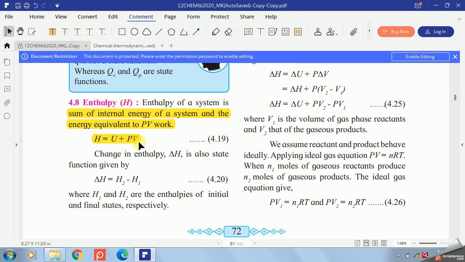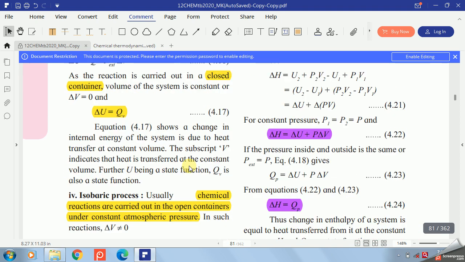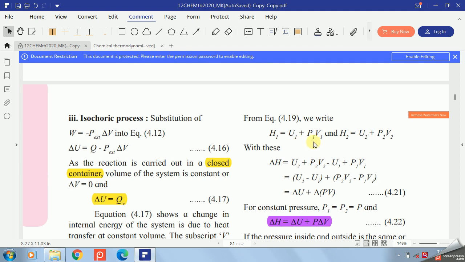Now you have to derive this equation. When you have to derive it, start with this definition. How do you write the change? Delta H is equal to H2 minus H1. Let us suppose that H1 and H2 are the enthalpies of the initial and final state of that system respectively. Then with the help of the definition H is equal to U plus PV, simply write down the enthalpy at the initial state, H1, and at the final state, H2, with subscripts 1 and 2 for H, U, P and V. So H1 is equal to U1 plus P1 V1, and H2 is equal to U2 plus P2 V2.